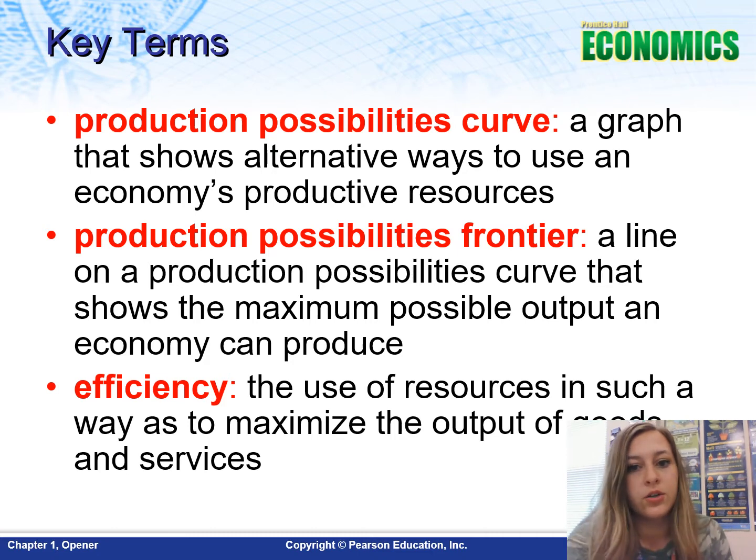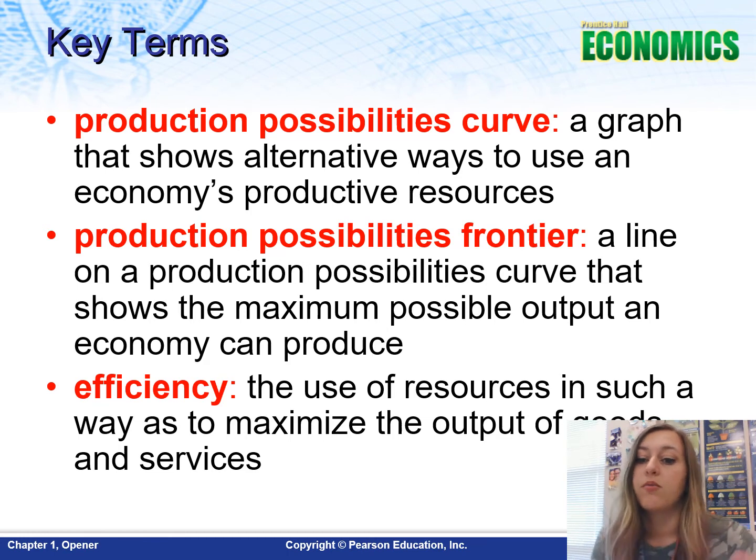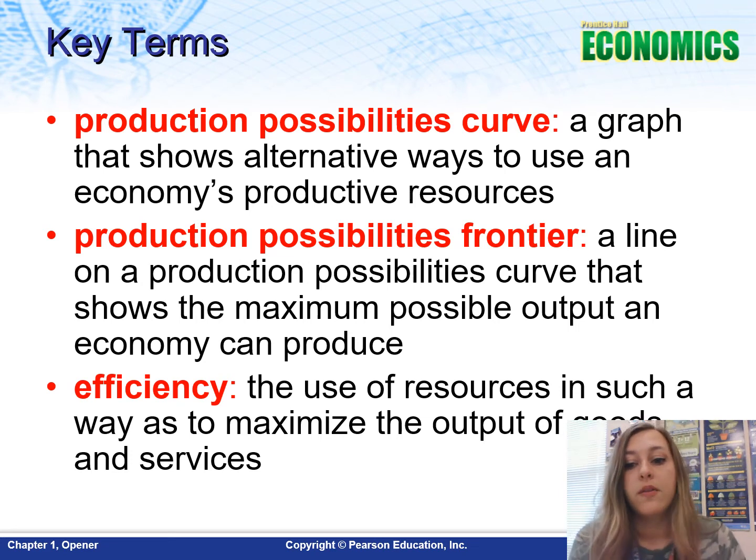So I mentioned in the learning targets the production possibilities curve. This is a graph that we're going to look at today that shows the different ways in which a country can use their resources. The production possibilities frontier is essentially the line on that graph that indicates maximum possible output, so the most amount of goods and services that economy can produce. Efficiency is a use of resources in a way that maximizes output. So using time well, using natural resources and some of those different factors of production well, all of that can lead to increased efficiency, as we talked about in section 1.1.